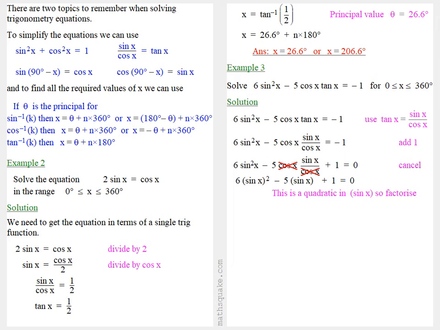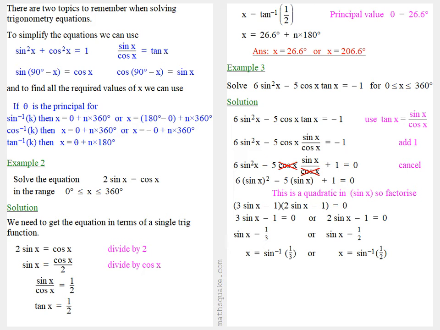So this is a quadratic in sin x, and we can factorise it. It factorises as 3 times sin x minus 1 into 2 sin x minus 1 equals 0. Now if two things multiply to make 0, one of them must be 0. So 3 sin x minus 1 is 0, or 2 sin x minus 1 is 0. Which means sine of x is equal to a third, or sine of x is equal to a half. That means x is equal to the inverse sine of a third, or x is equal to the inverse sine of a half.